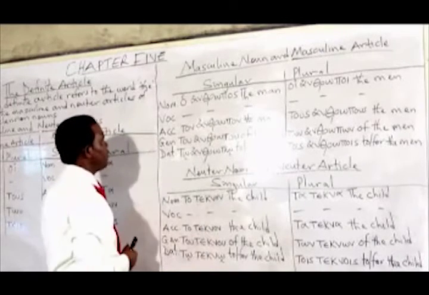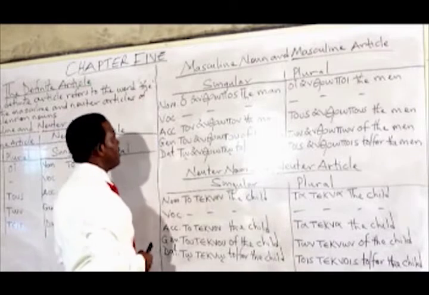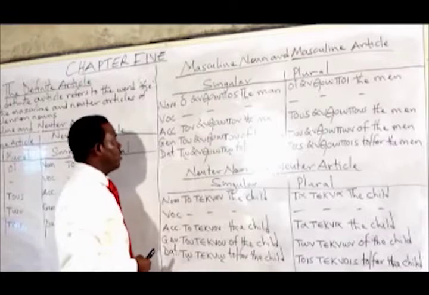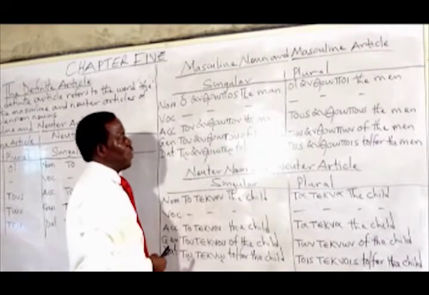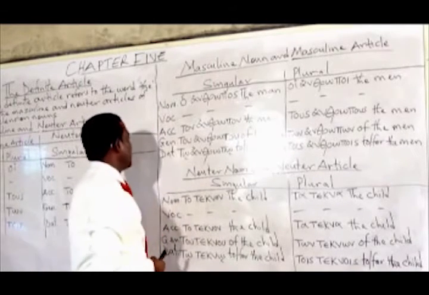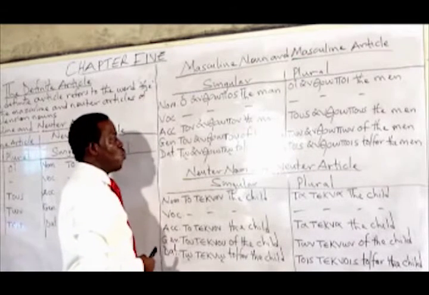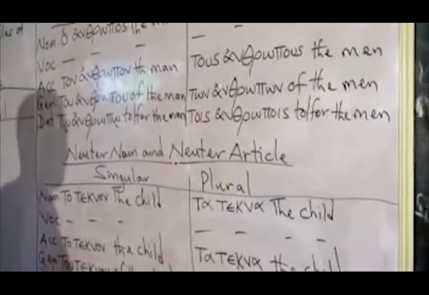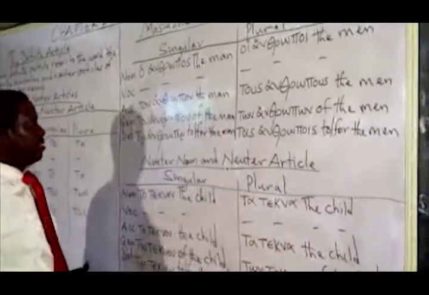The vocative has no article. In the accusative, we have ton anthropon, accusative singular, the man. In the plural, we have tous anthropous, the men. Genitive singular, we have tou anthropou, which means of the man. In the plural, we have ton anthropon, which means of the men.